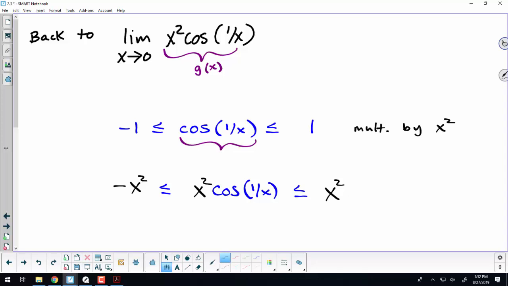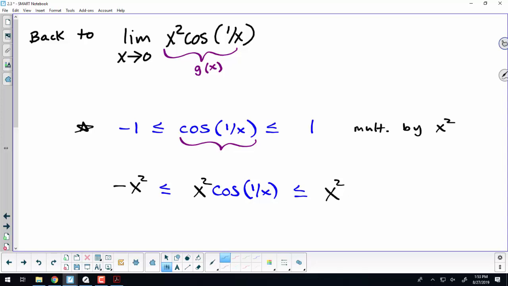Yeah. So let's say we had the square root of x instead of x squared, would we do the same thing? Yes. If it were root x cosine 1 over x, then from this point here, we would just multiply through by root x. So we're just trying to figure out what we can multiply or divide or add to everything so that this can look like the actual function that we're dealing with.